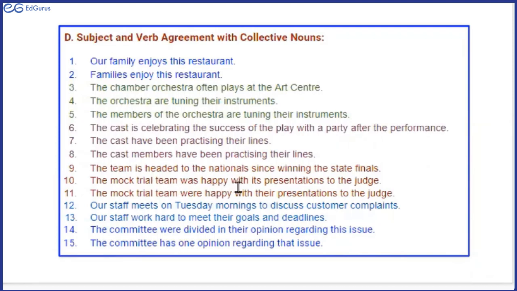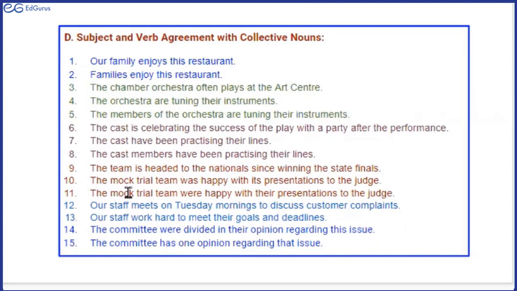The team is headed to the nationals since winning the state finals. The team is headed. The team is a collective noun. It is a singular subject. So a singular verb will be used. The team plays very well. Don't we say our Indian team is too good? Our Indian team wins every match. We never say our Indian team win, because we consider team as a collective noun and as a singular subject.